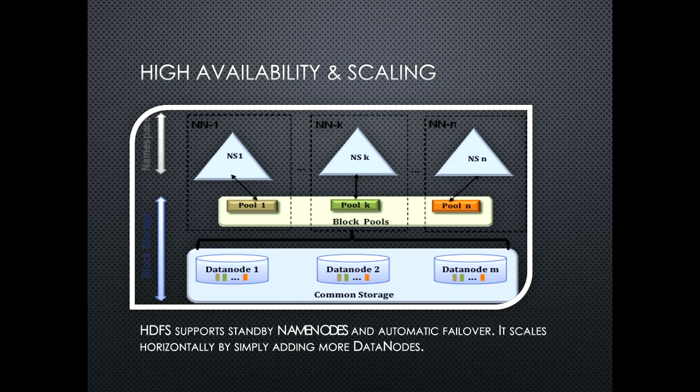HDFS supports standby name nodes and automatic failover. It scales horizontally by simply adding more data nodes. Horizontal scaling is nothing but adding more storage in terms of data nodes, so that when there is a high requirement, it is scaled successfully. So high availability is achieved and scaling is successfully done. As we have seen, the block storage is scalable and the namespace is assigned with different pools. So this is about high availability in HDFS.